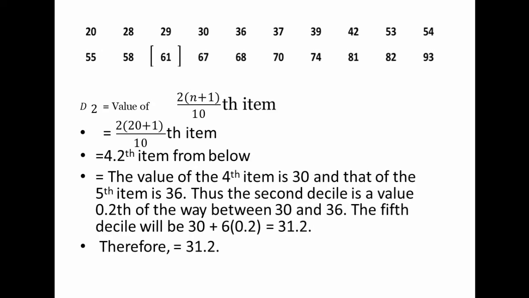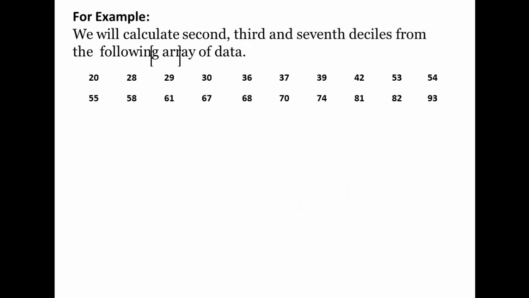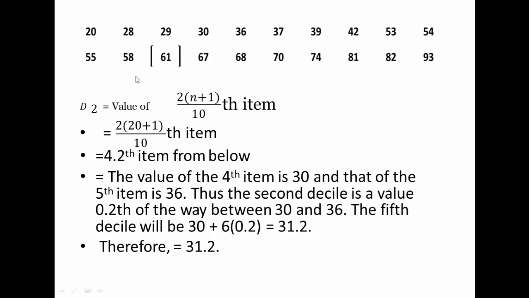So dear students, first of all, arrange the data in increasing order: 20, 28, 29. You see over here, this is the arrangement of the data in increasing order. In this example, we need the second decile, D2. First of all, find the position of D2. D2 is the value at the 2 into (n plus 1) divided by 10 position. Here n is the number of terms: 1, 2, 3, 4, 5, 6, 7, 8, 9, 10, and 10 more, so there are 20 terms.